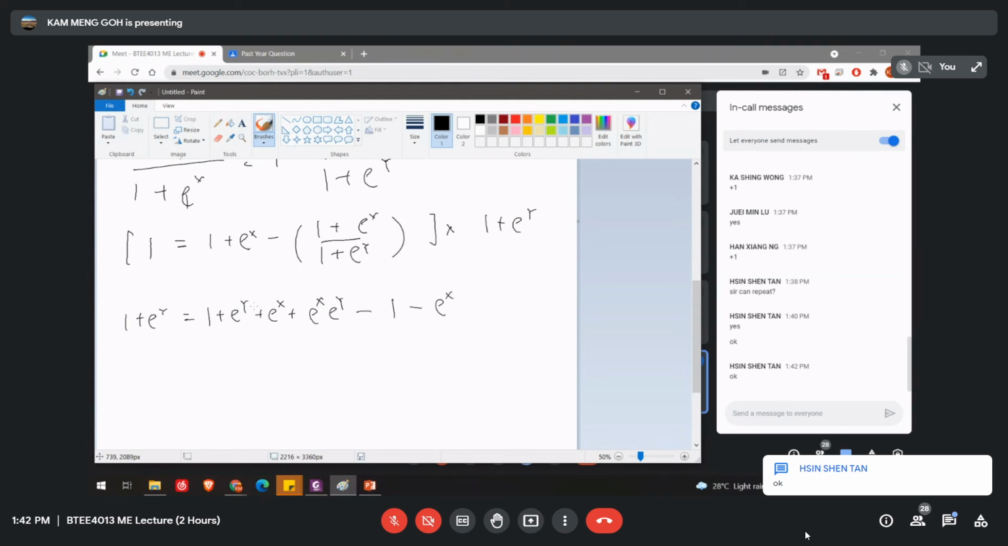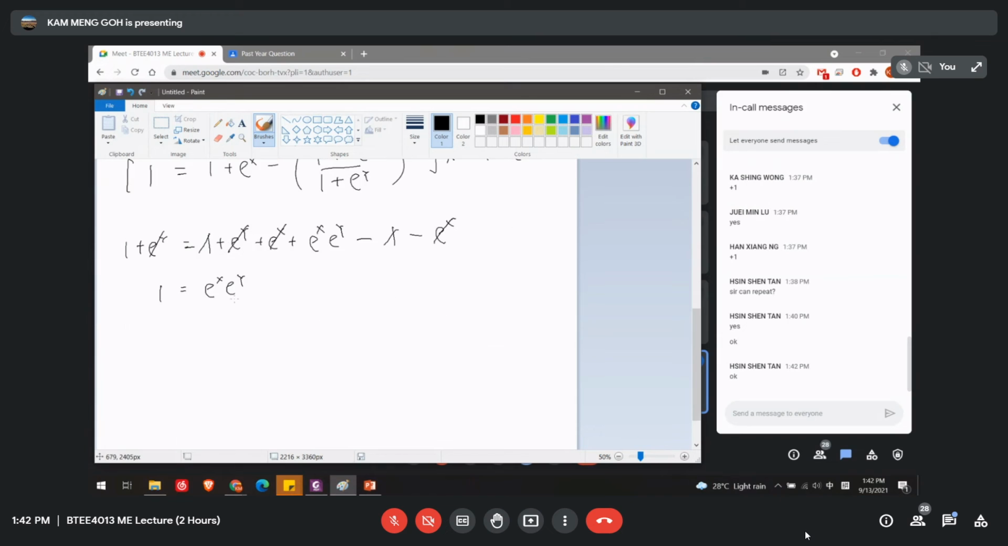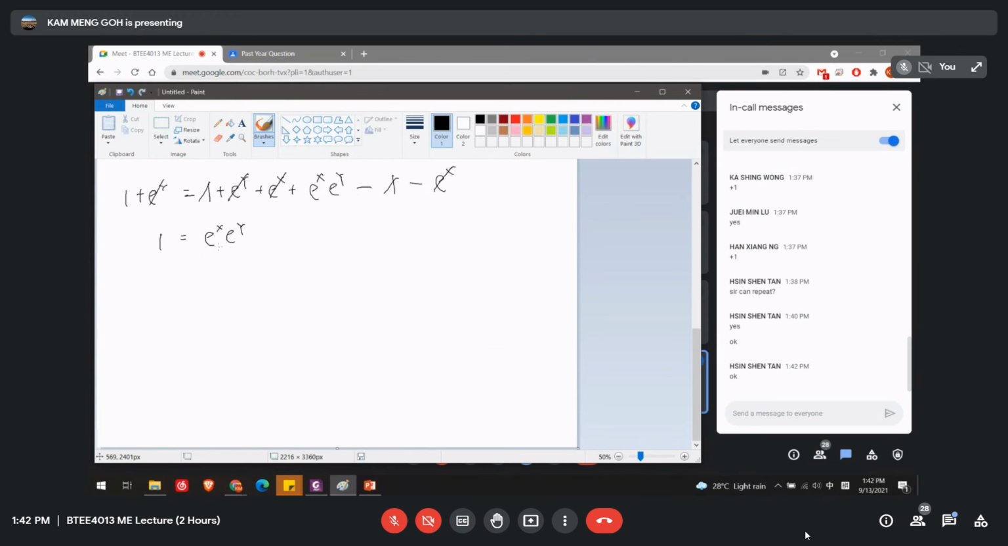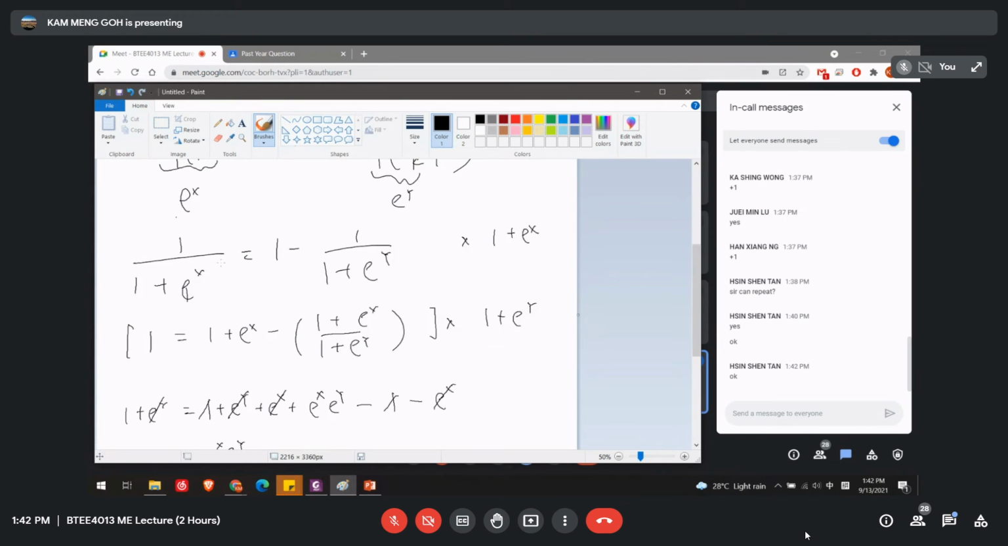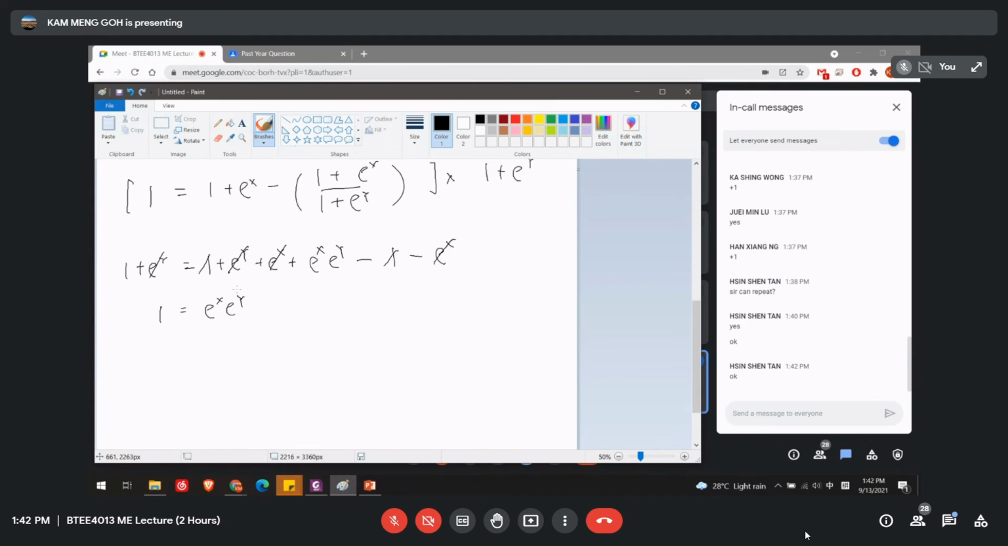Then we try to remove, this one can be deleted, this one can be deleted, this one can be deleted. So we are left with 1 equals to ES EY. Okay? Then we just simply need to shift either one to the below. In this case, we are trying to shift the EY to the below. ES will be equal to 1 over EY. This part okay?